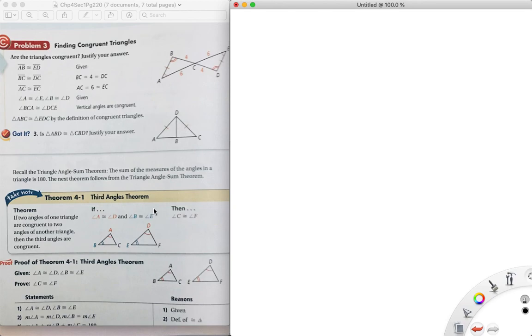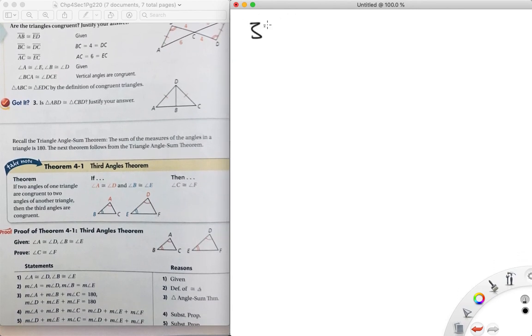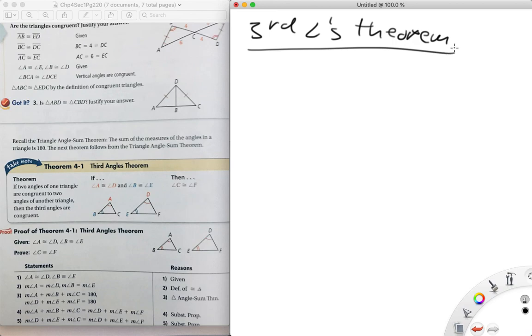All right, third angles theorem. That's how I write it. Third angles theorem. And what the third angles theorem says is, if two angles of one triangle are congruent to two angles of another triangle, then the third angles are congruent.